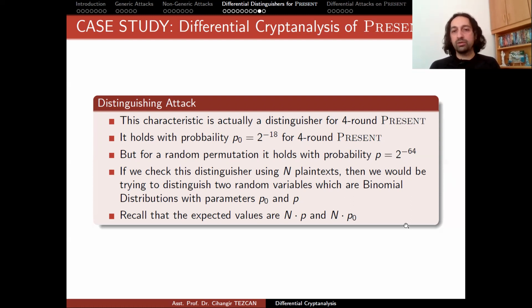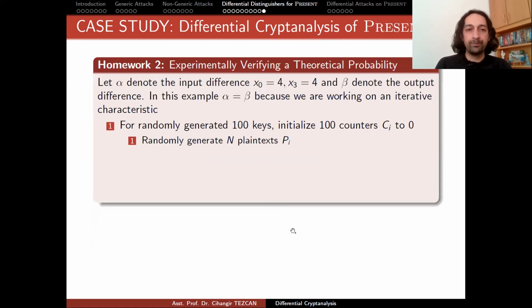If we check this distinguisher using n plaintexts, as you can see, we are turning it into a Bernoulli trial, so turning into a binomial distribution. Then we will be trying to distinguish 2 random variables, which are binomial distributions, with parameters P0 and P1. So P is for PRESENT, P0 for the random permutation. Recall that the expected values are now n times P and n times P0. So the question is now, what should be the n? Of course, it should be higher than 2 to the 18, so that this expected value is higher than 1. This is what our second homework will be about.